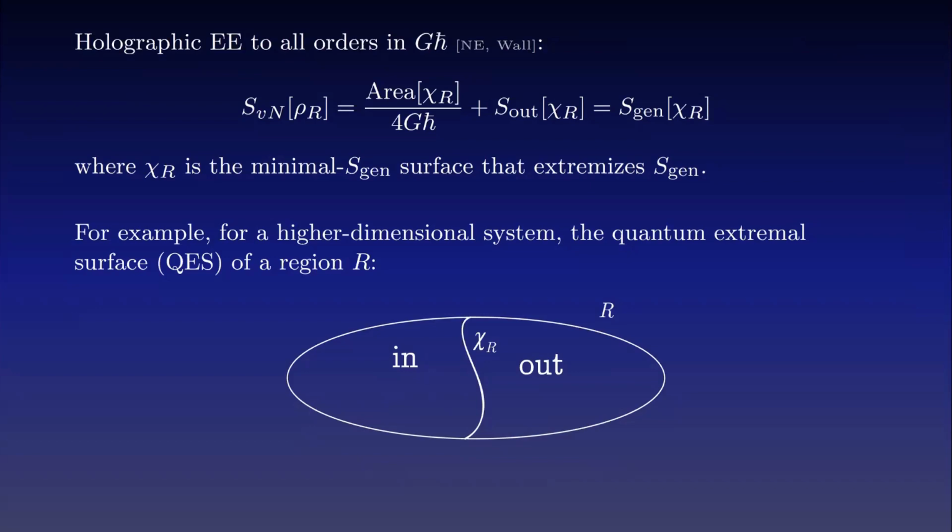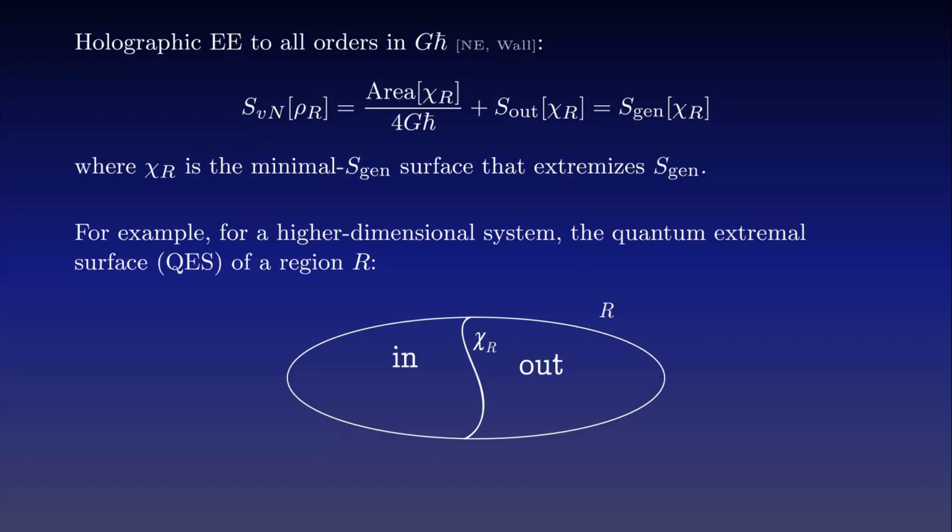So here is an illustration. This is a Cauchy slice here. And in a higher dimensional system, we can split the boundary into multiple subregions. This is a region R. And here is a quantum extremal surface. It splits it into in and out, and we compute the area over GH bar of this, plus the von Neumann entropy on one side of it. So this is the quantum extremal surface prescription that allows us to compute holographic entanglement entropy to any order in GH bar.